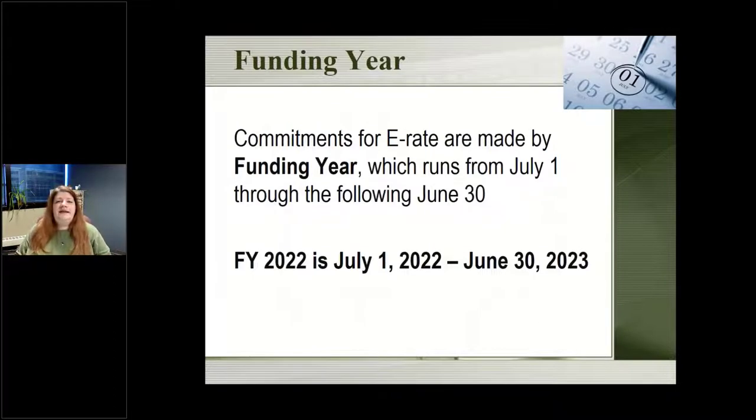E-rate runs on a funding year. When you're applying for E-rate, you are thinking to the future. The funding year runs from July 1st through June 30th of the following year. So right now, what you're applying for in E-rate is for funding year 2022, which will start July 1st, 2022 and go through June 30th, 2023.